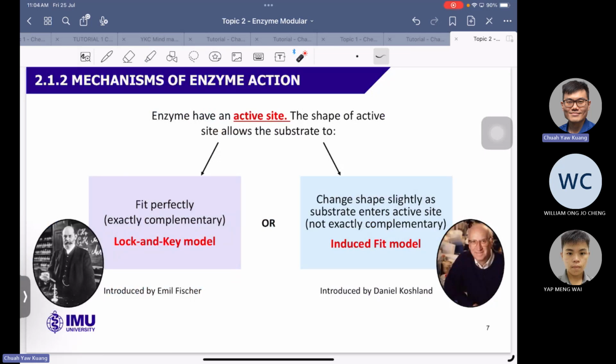And then next we will look at the mechanism of action. For mechanism of action, there are two hypotheses. One is the lock and key hypothesis, and another one is the induced fit hypothesis. First one is actually from Emil Fischer. He came up with the first model, which is the lock and key model.